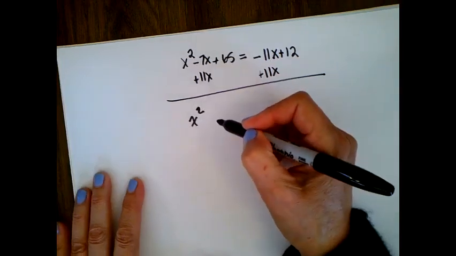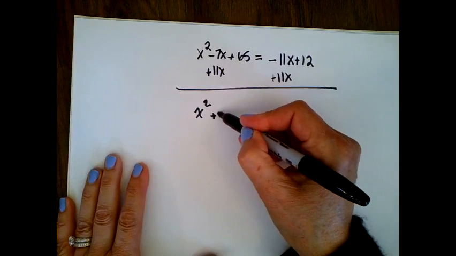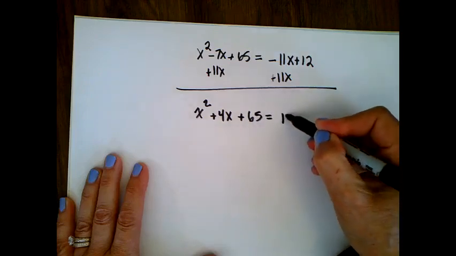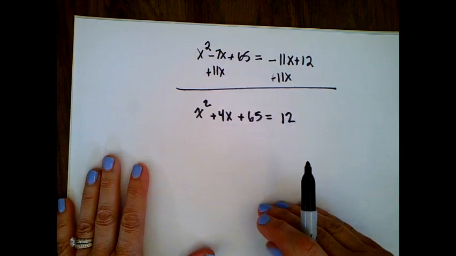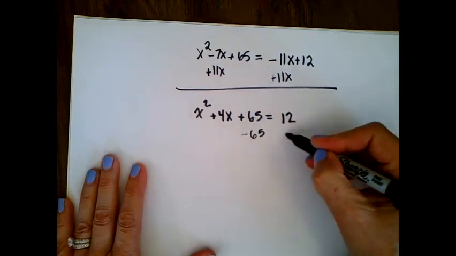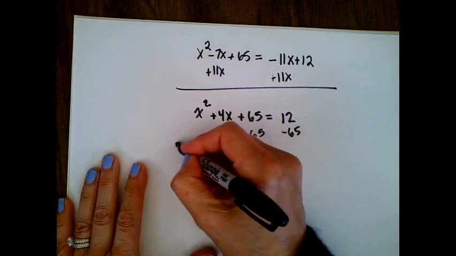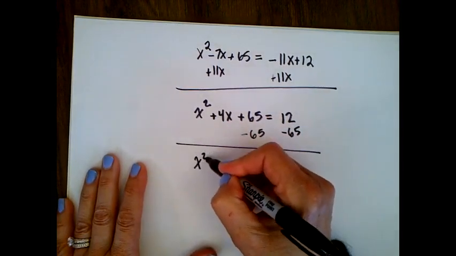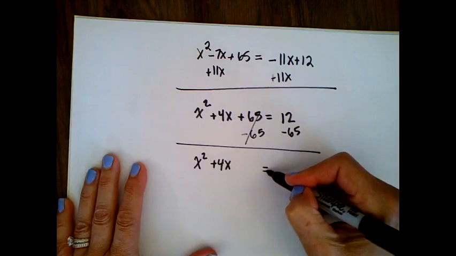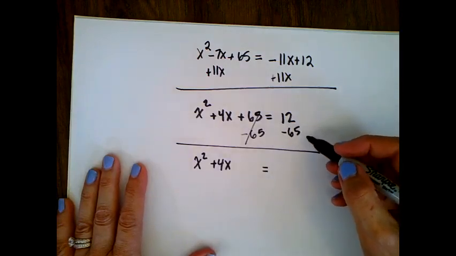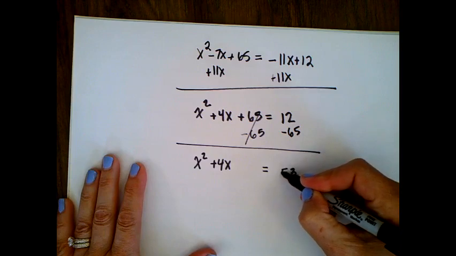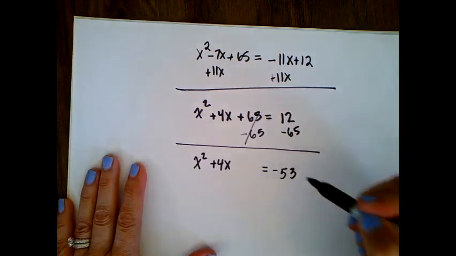x squared plus 4x plus 65 is 12. And now we're going to move the 65 by subtraction. And now we have x squared plus 4x, these cancel, equals 12 minus 65. That's 53, and it's negative.